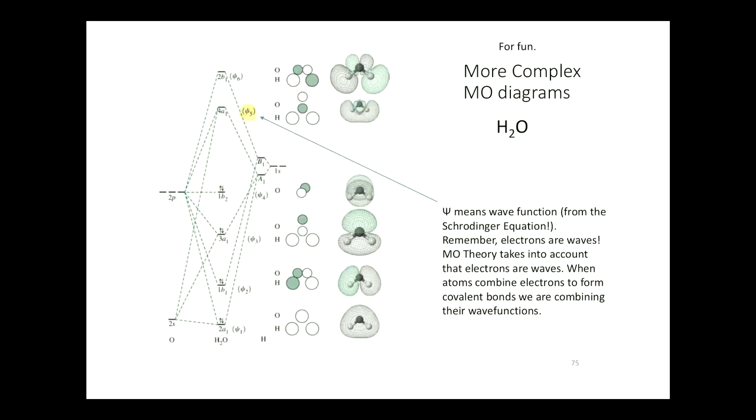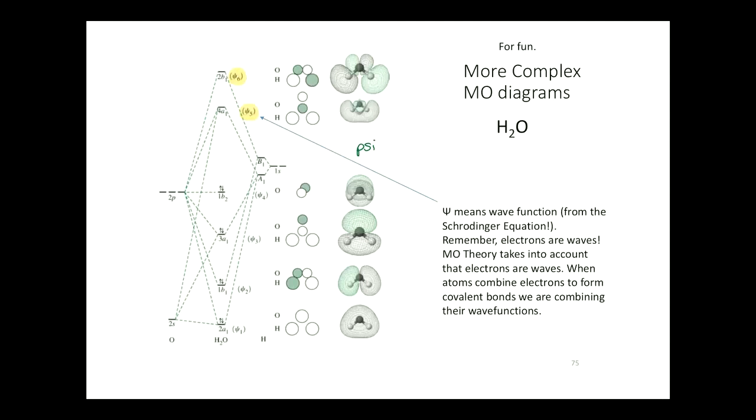I want you to realize, look, they labeled the molecular orbitals in the center with what? What is that Greek letter? That's psi. When did we learn about psi? Chapter 6, when we learned about the Schrodinger equation and the wave function. Because I want you to recognize that when you write out the molecular orbitals and these interactions, you're literally solving the wave function of the molecule.